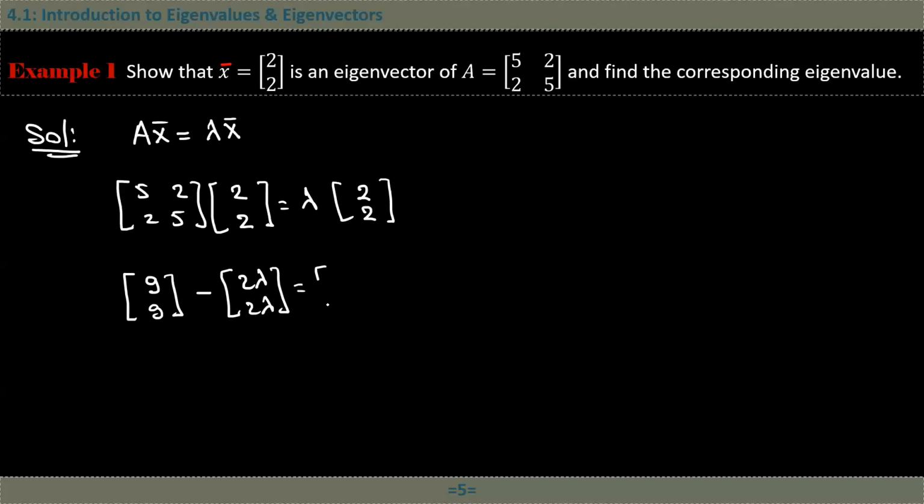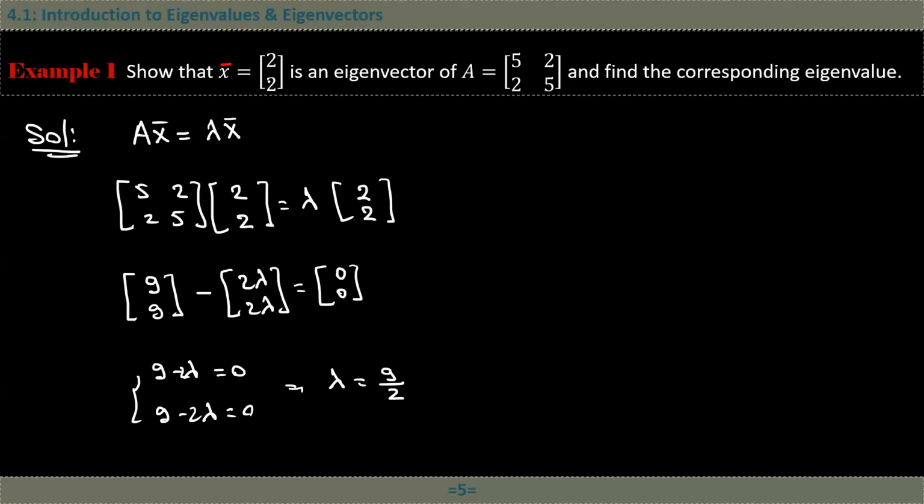And on the right-hand side, what do we have here? 0 vector, 0, 0. Or, as you see here, what we have here, 9 minus lambda. 9 minus lambda should be equal to 2 lambda, should be equal to 0. The second one is also the same. 9 minus 2 lambda is equal to 0. Exactly the same equations. So from here, lambda is equal to 9 over 10. So we find the corresponding eigenvalue.